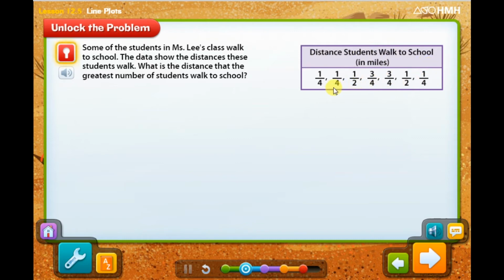Okay, if you look here, the denominator is not the same. We have 1/4, 1/4, 3/4, 3/4, but 1/2 is a bit different. Why? 1/2 is a simplification of another fraction, which is 2/4.